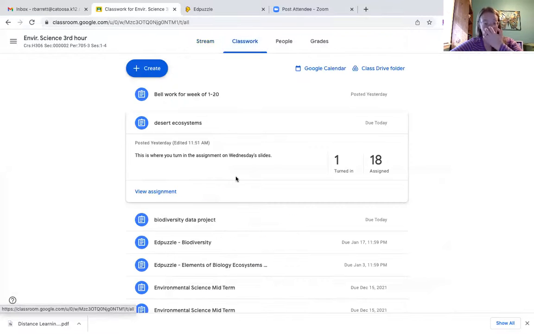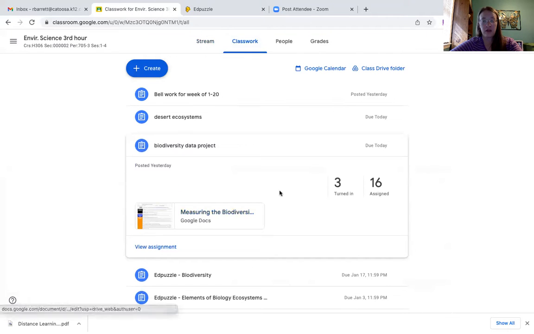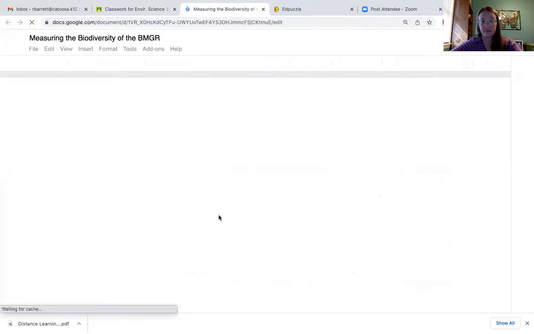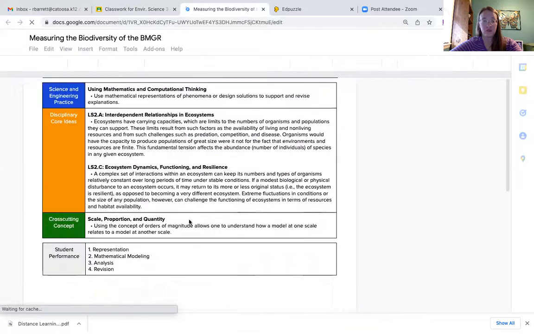So I'm going to go to classwork. Here's my biodiversity data project. Awesome to the 3 of you here that's already turned it in. I'm going to open it up. I'm going to ignore the first page like the directions said.